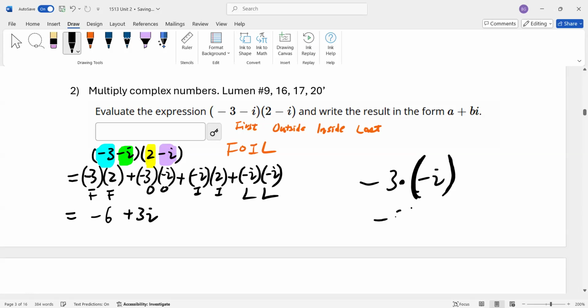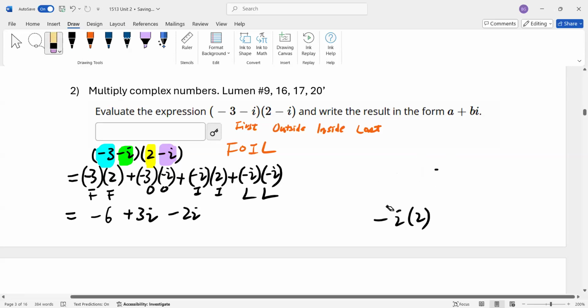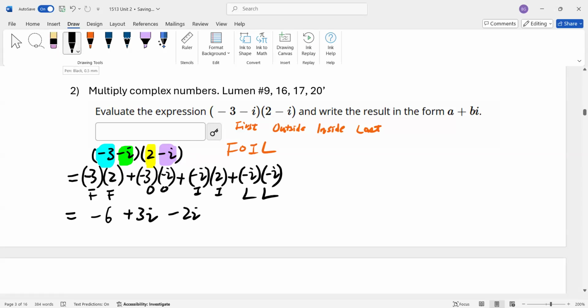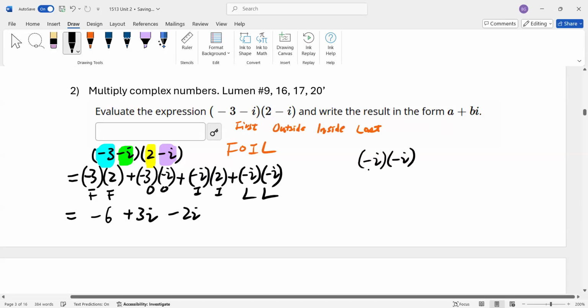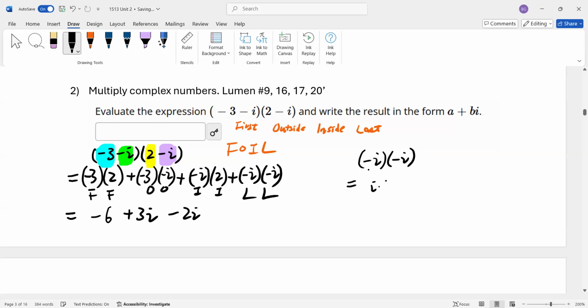Next, -i times 2, and we can switch the order. The commutative property still applies. So -2i. Last, let's spend time. Do not do it in your head as a beginner. What is this? -i times -i. It's not -i minus -i. This means multiply. Firstly, negative times negative is positive, so no sign. And then i times i is i squared. What is i squared? i squared is -1.